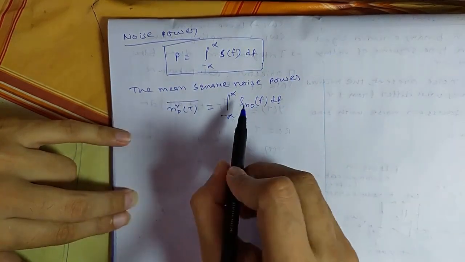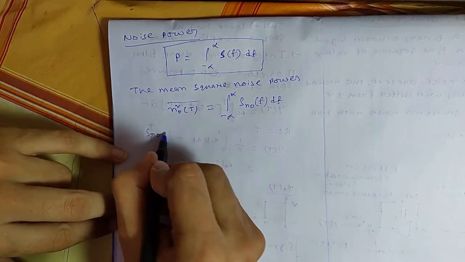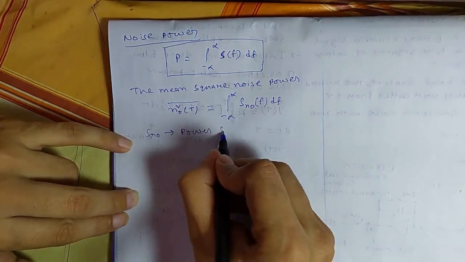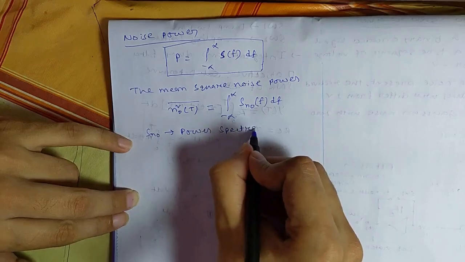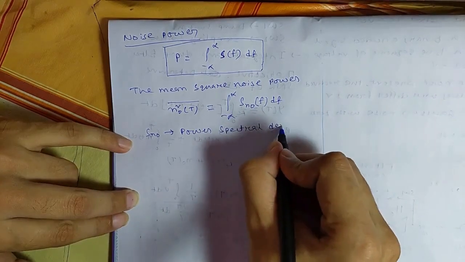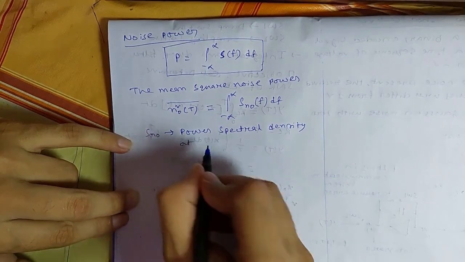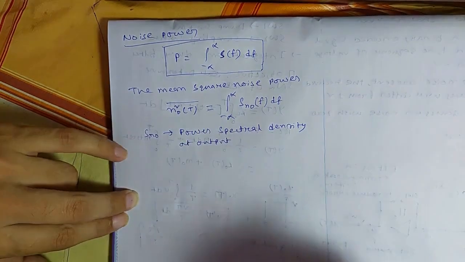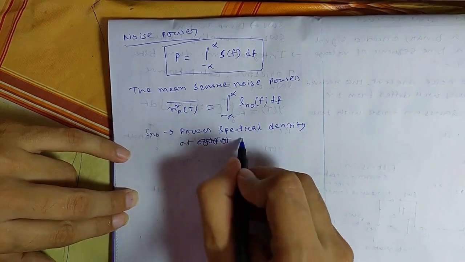And S_N0 is the power spectral density at the output, at the filter output.